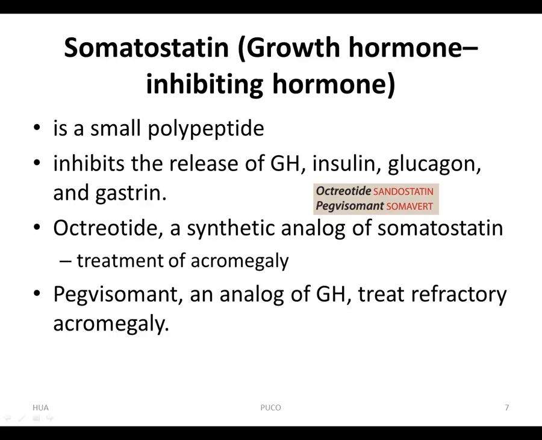Pegvisomant, an analog of human growth hormone that has polyethylene glycol polymers attached, is being employed in the treatment of acromegaly that is refractory to other modes of surgical, radiologic, or pharmacologic intervention. It acts as an antagonist of the growth hormone receptor and results in the normalization of IGF type 1 levels.